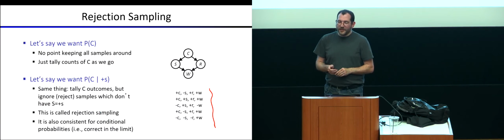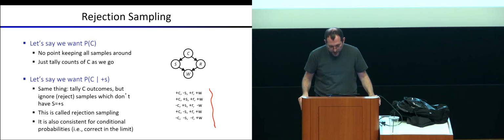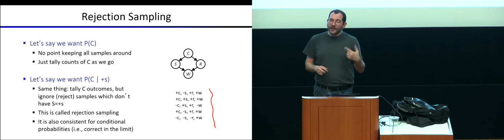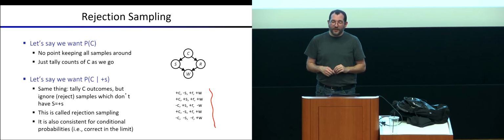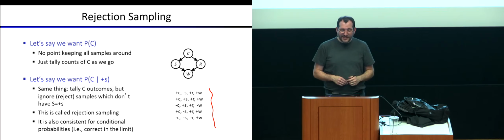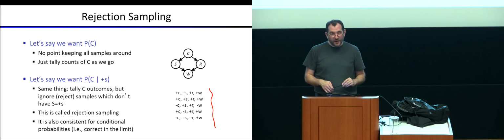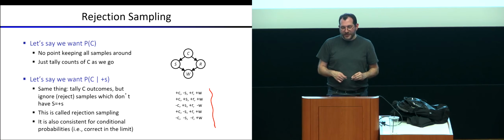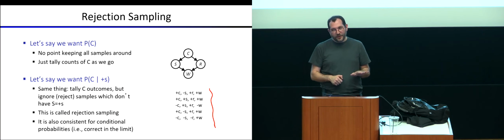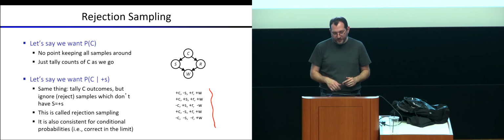If we want to know the probability of cloudy given that there's a sprinkler out, you can do the same thing. These samples come by, and you tally how many come up plus C versus minus C, because that's your query variable of interest. The difference is, everything that comes off the conveyor belt that doesn't match plus S, you just throw in the bin. You don't tally anything, because that's not relevant to your data condition. This is called rejection sampling. And this is consistent for conditional probabilities. It's the exact same argument as why prior sampling is consistent with the entire distribution.